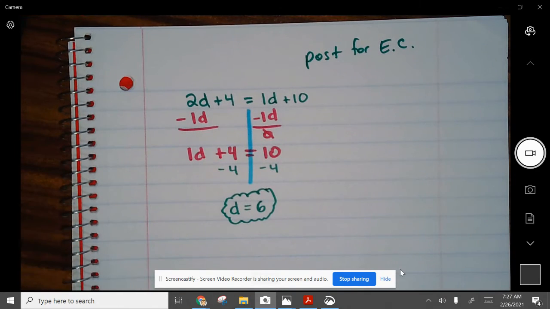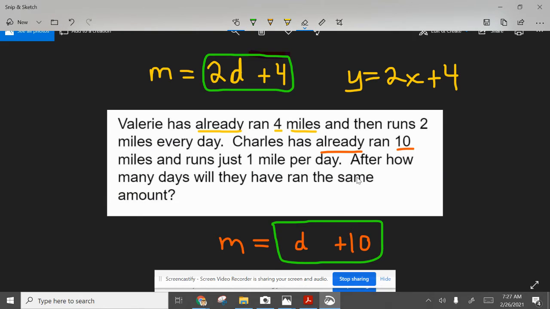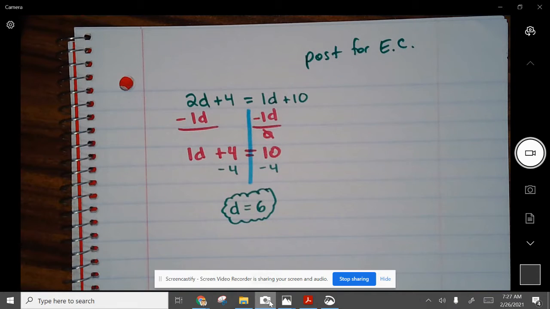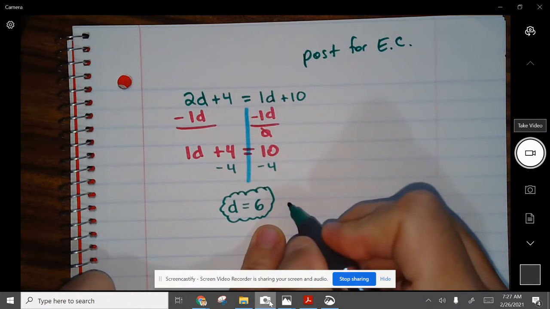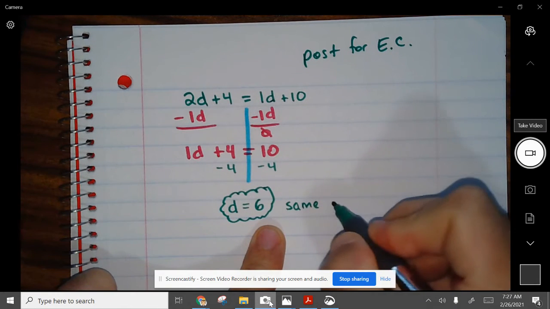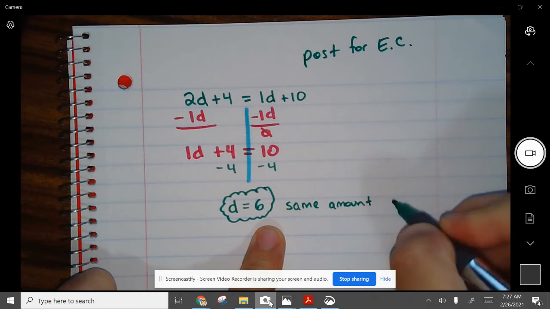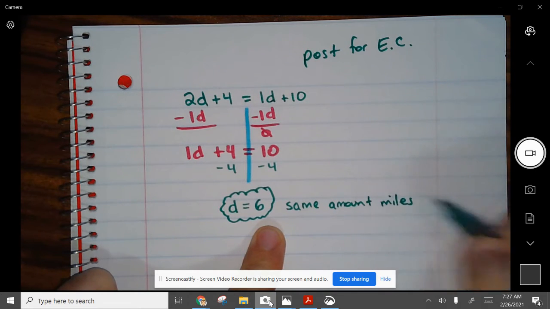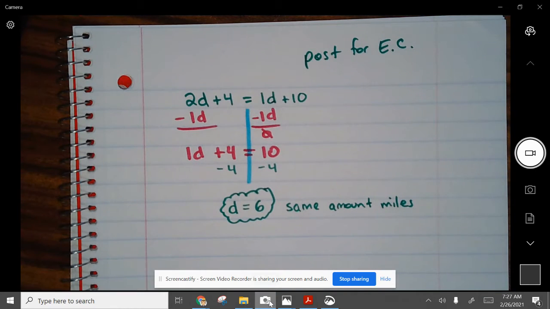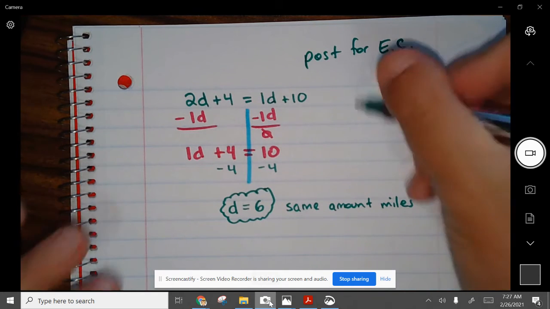So what does that mean again? I got 6. Hopefully you got that too. But if I go back to this part right here, after how many days will they have ran the same amount? How many days will it take for them to have ran the same amount? 6 days. Well, they'll have the same amount of miles. After 6 days, same amount of miles. Okay?